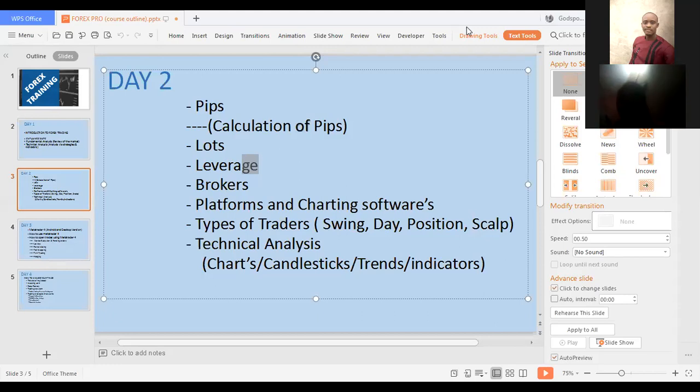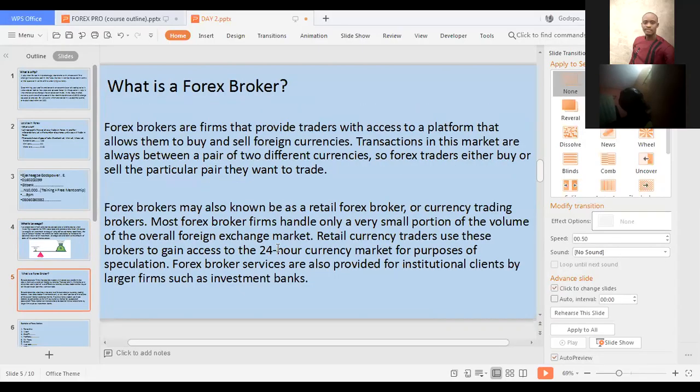The next one is brokers. Brokers are firms that provide traders with access to a platform that allows them to buy and sell foreign currencies. Transactions in the market are always between a pair of two different currencies. So traders either buy or they sell. I told you that in this forex business, you either buy or you sell. So brokers actually come in to serve as a middleman between us.